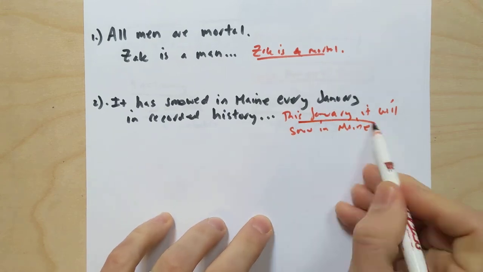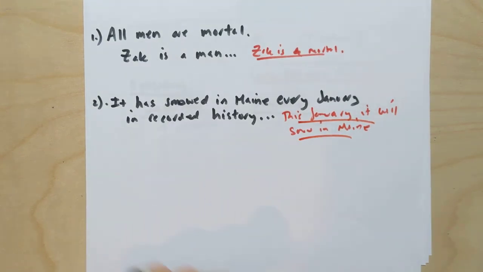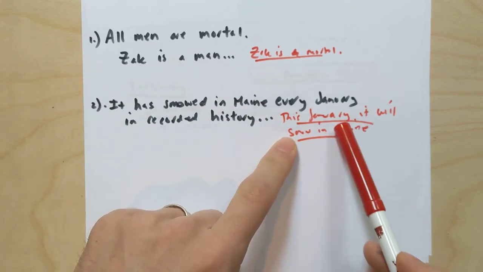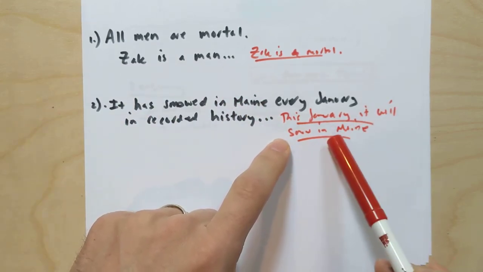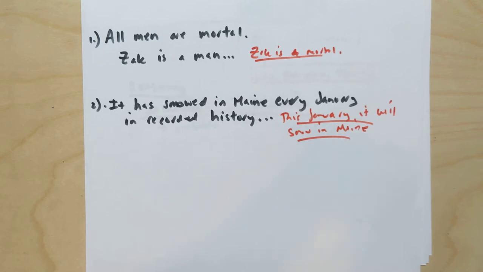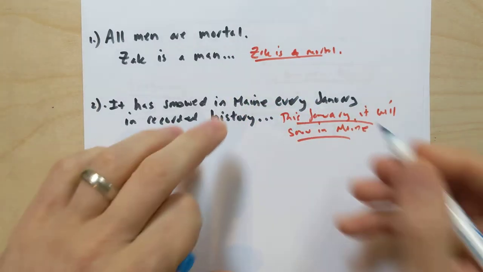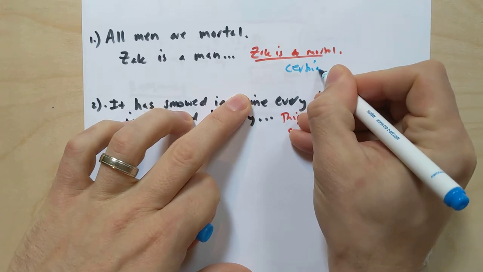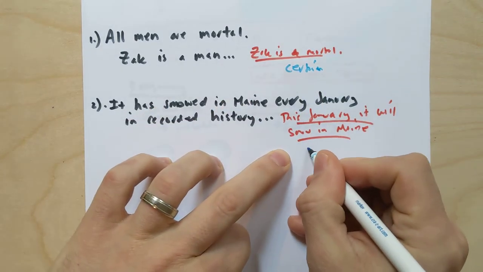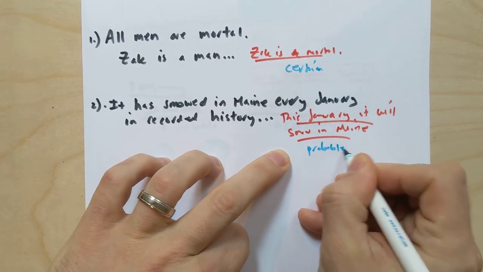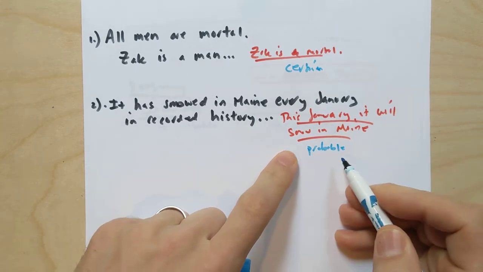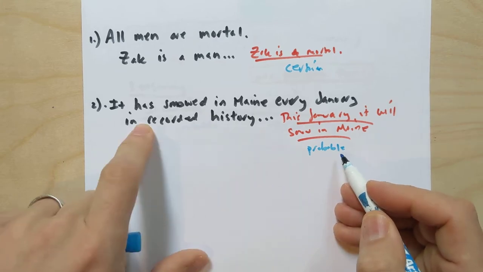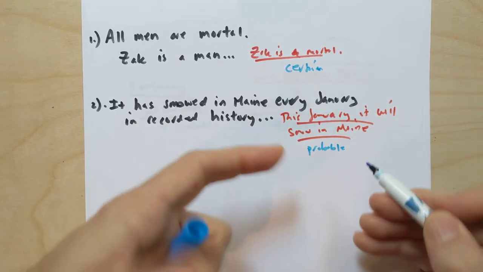Now, which of these two conclusions are you more certain about? That Zach is immortal based on this evidence, or that it will snow in Maine in January based on this evidence? Well, based on the evidence itself, this is going to be an absolutely certain conclusion, right? And this right here, my friends, is only a probable conclusion. Is it possible that it might not snow in Maine in January? It is. It's not plausible. It seems obvious to me that it's going to happen, but it's not as guaranteed.